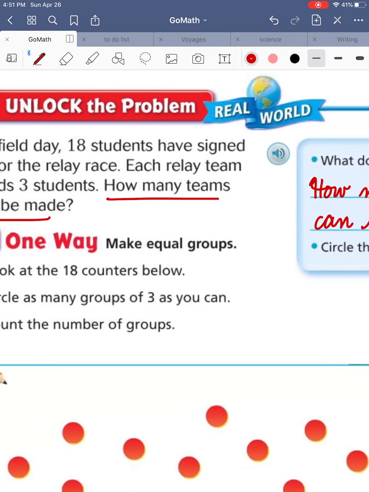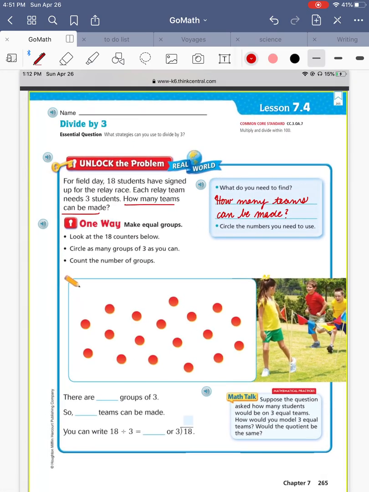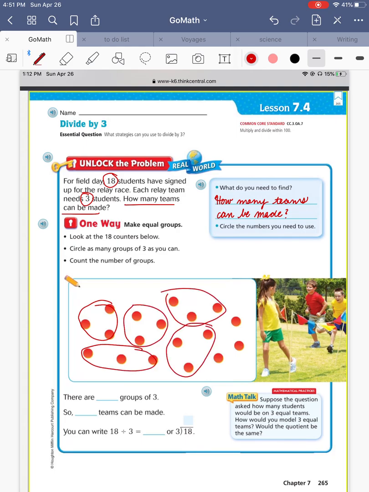And then it says circle the numbers that we need to use. So we need to use that there's 18 students and 3 on each team. So we can make equal groups by looking at 18 counters and circling as many groups of 3 as we can. So 1 group, 2 groups, 3 groups, 4 groups, 5 groups, 6 groups. So there are 6 groups of 3. So 6 teams can be made. 18 divided by 3 is 6.